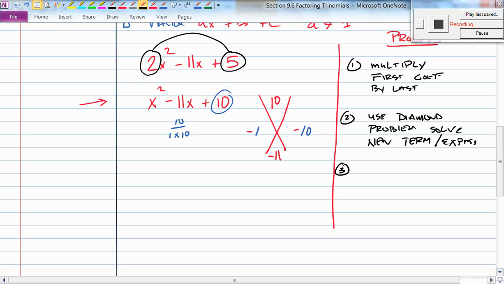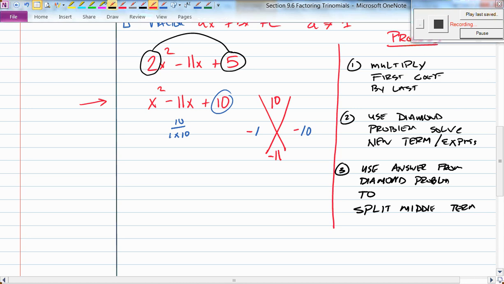Okay, step number 3. Here's what we got going on so far. We are going to use the answer from the diamond problem to split the middle term. And I'll tell you exactly what that means. Split middle term. That's step 3. So here's what that looks like.